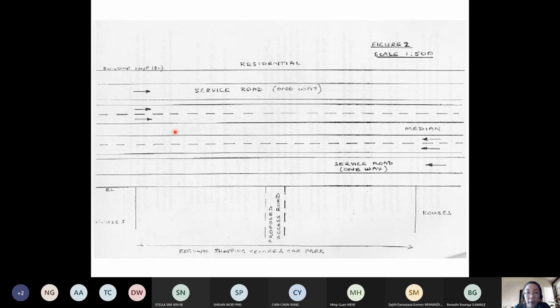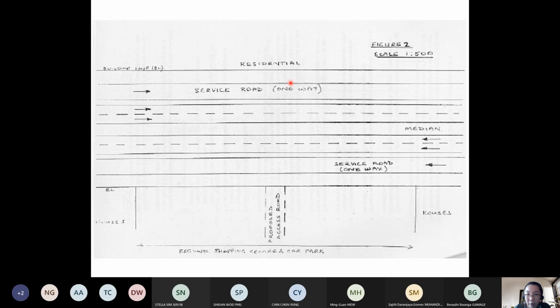Okay, so if we look at the figure, we have quite a major arterial here. This is 4-lane two-way. So 2-lane over here, there's a median, and then you have another 2-lane over here. So total of 4-lane two-way plying this road. And this is the proposed access road for the shopping center and a car park. And across on the other side of the road, you have a residential area.